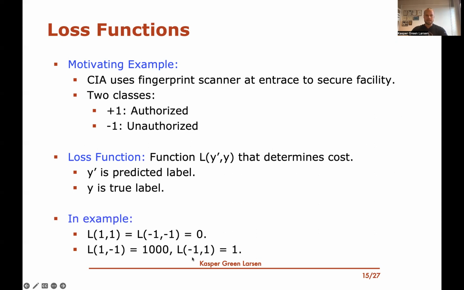So we can say that, okay, maybe the cost here is 1,000. It's much more expensive to say that someone is authorized if they're not authorized. On the other hand, we could assign a loss to the opposite case where you have someone who is authorized, that's the second argument here, the true label, but you say that this person is unauthorized. Maybe you could say that the loss here that you have to pay is only 1. So you can define your function to capture what you're interested in for this application.